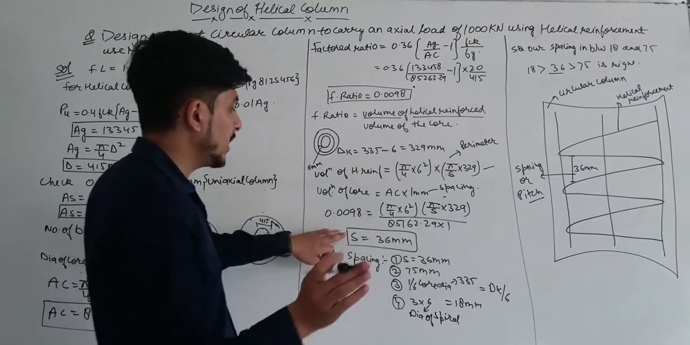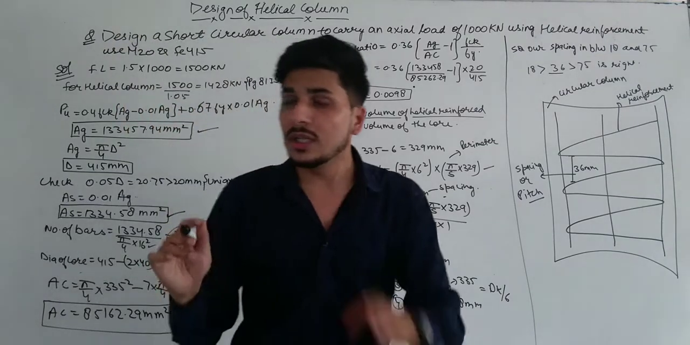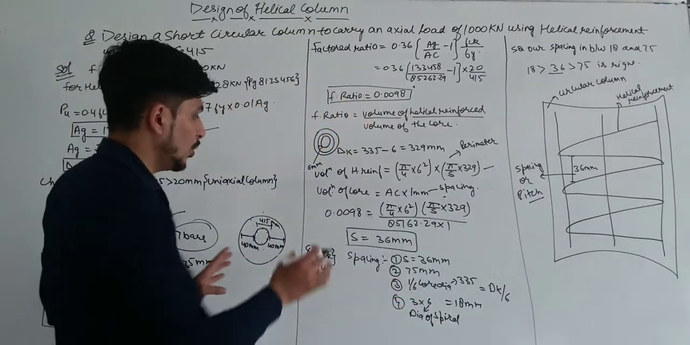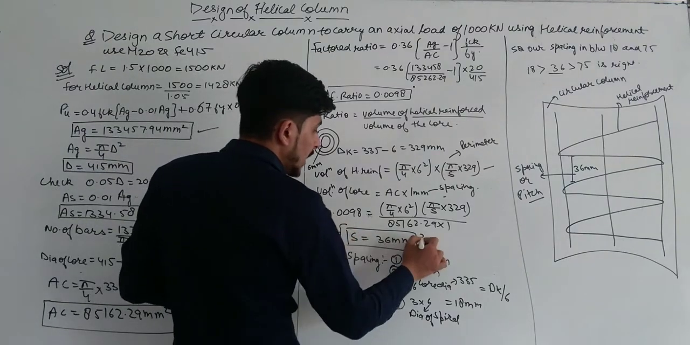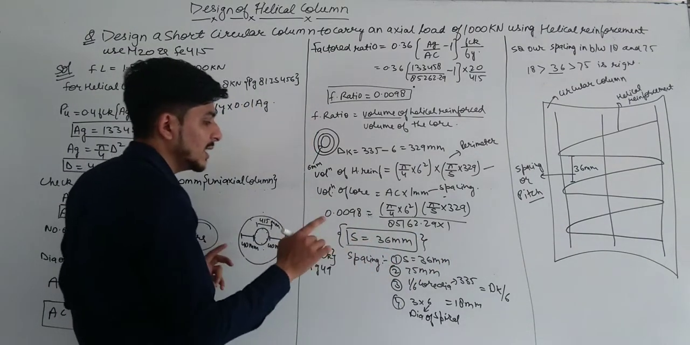Now from here we have one unknown. The one unknown is only the spacing. So we have calculated the spacing. The spacing is 36 mm.